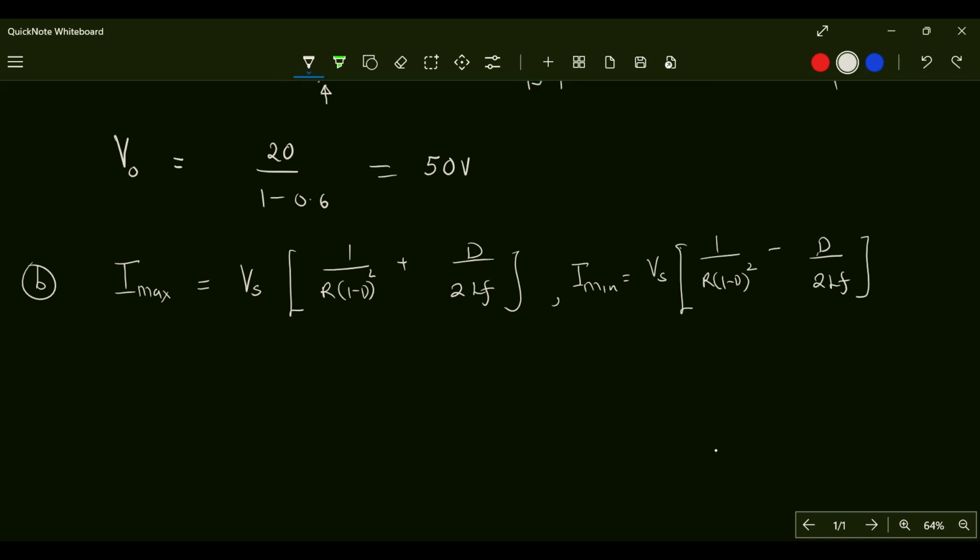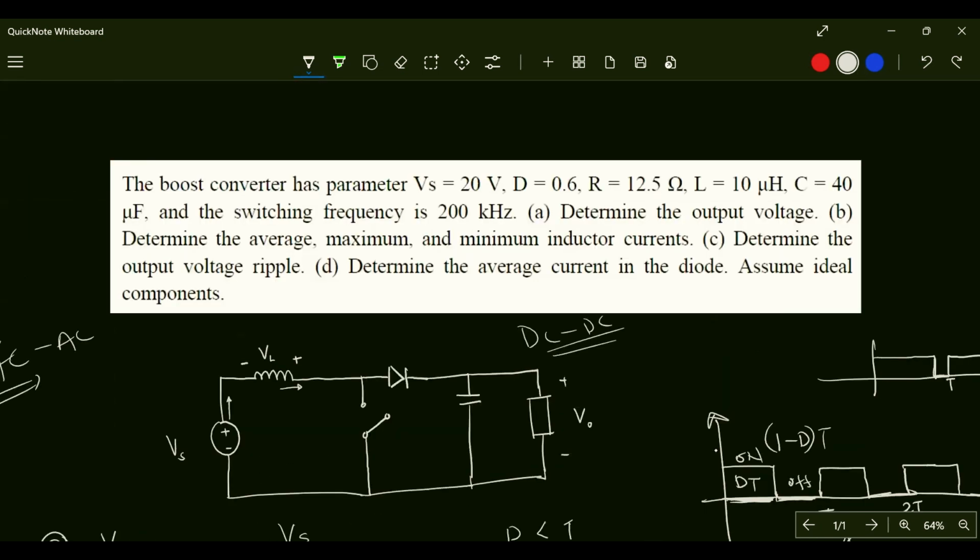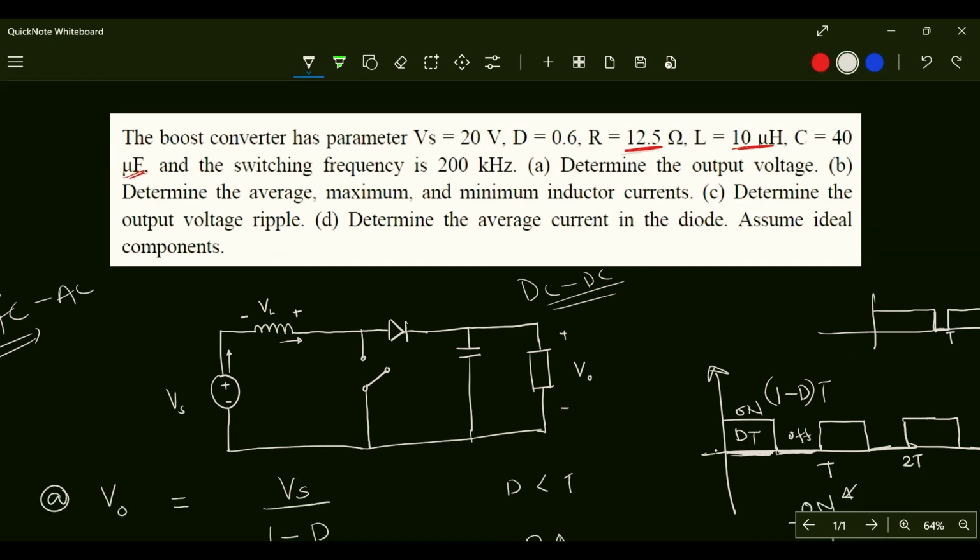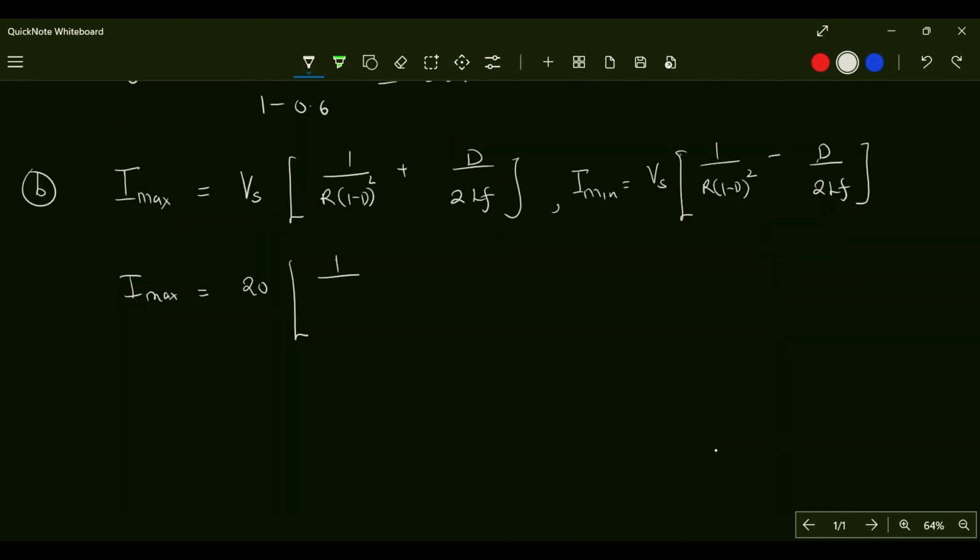So for I max, the supply voltage was 20 volts, and 1 over the resistance. What resistance are we given? In the problem here, we are given the resistance of 4.5, inductance of 10 microhenry, and capacitance of 40 microfarads. And the frequency given is 20 kilohertz. So I'm just going to substitute those parameters.